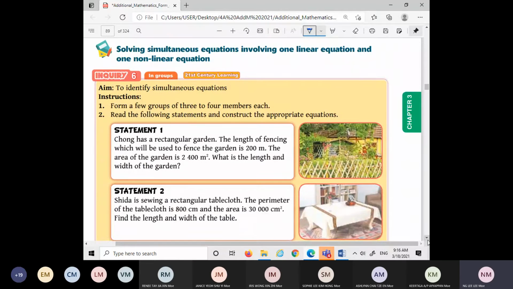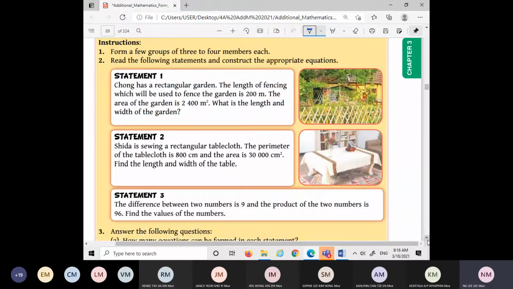Okay, we see these three examples, and then see how we can form the two equations. One will be linear and one is non-linear.